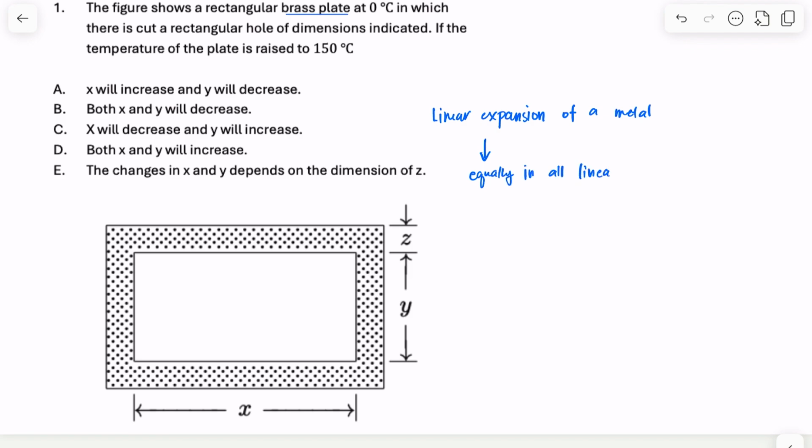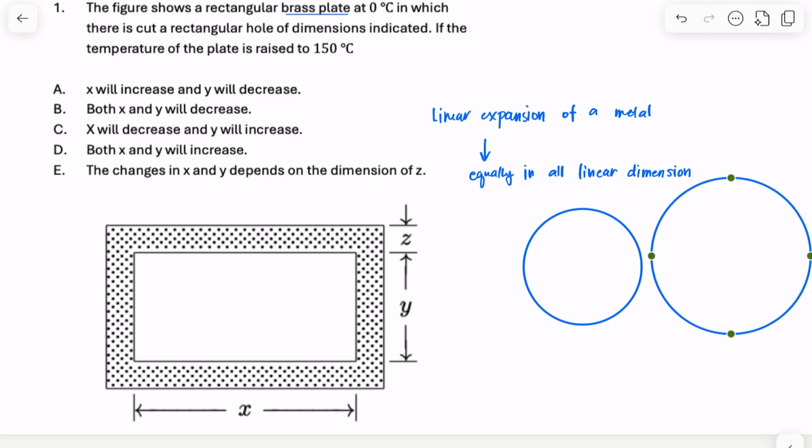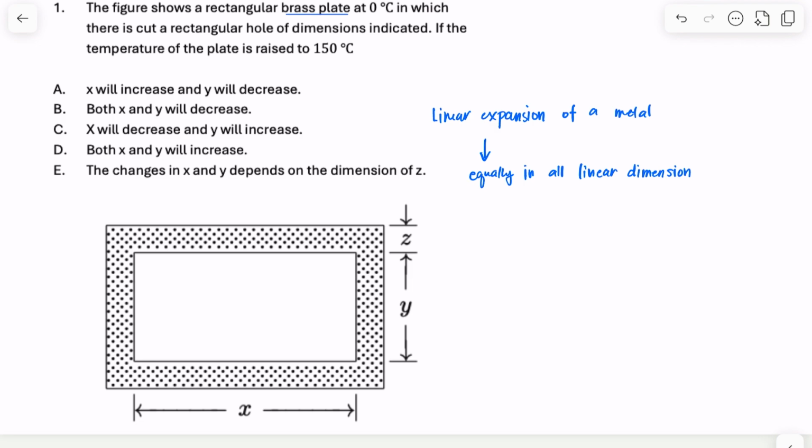If you can remember, if we have a circular ring with a hole, what happens after heating is the hole as well as the outer ring will simply expand without becoming oblong in shape, right? That means all of these dimensions expand equally. And that's also the same thing that is being applied here in this specific case, equally in all linear dimensions.